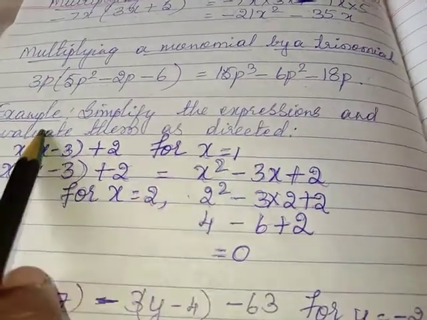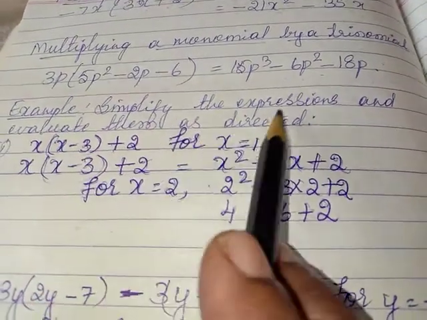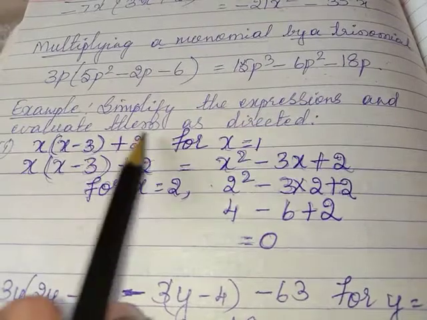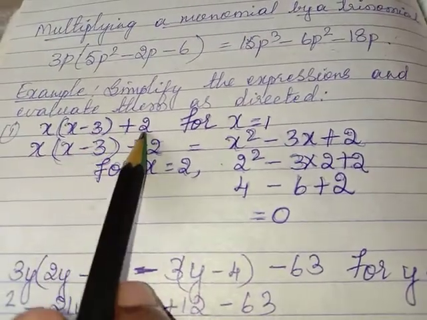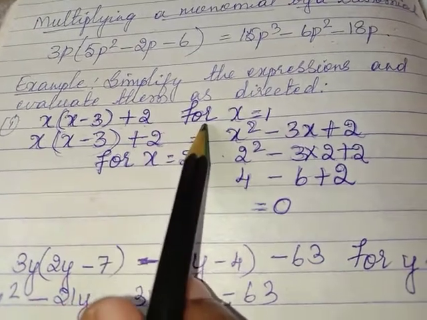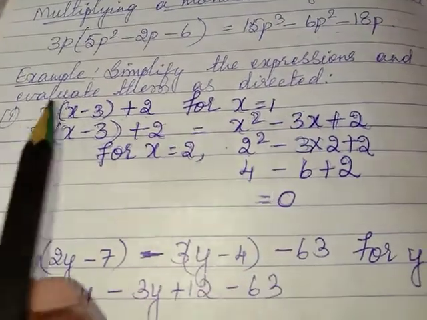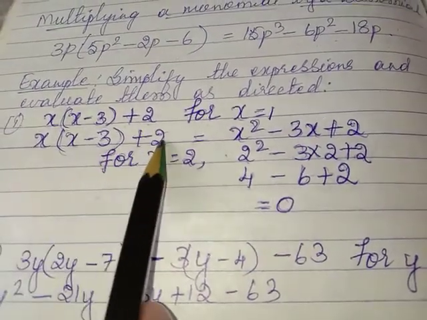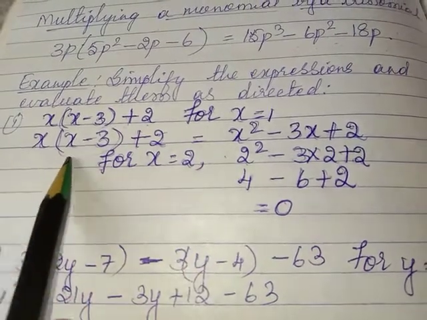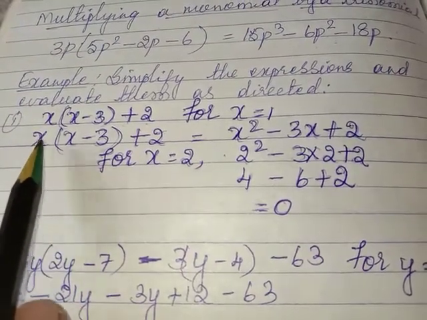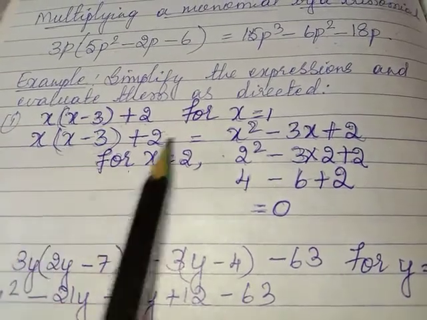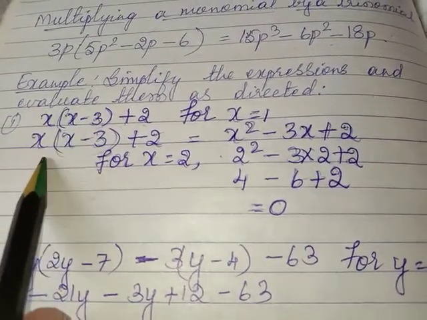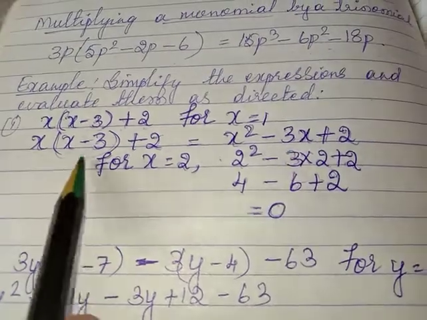Okay, example, simplify the expressions and evaluate them as directed. x into x minus 3 plus 2 for x is equal to 1. x into x minus 3 plus 2 is equal to, we have to multiply this. x into x minus 3, we can multiply, is it not? So therefore x into x is x square minus 3x into 3 is 3x plus 2.